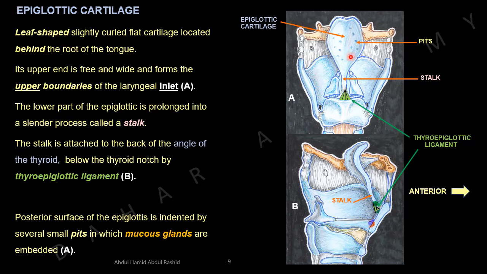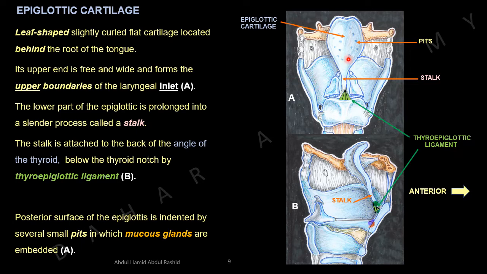The epiglottic cartilage, this is the one, is a leaf-shaped, slightly curled flat cartilage located behind the root of the tongue. Its upper end is free and wide, you can see here, and forms the upper boundary of the laryngeal inlet, A.